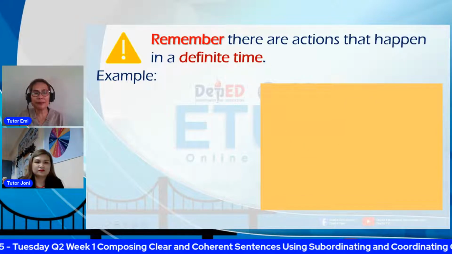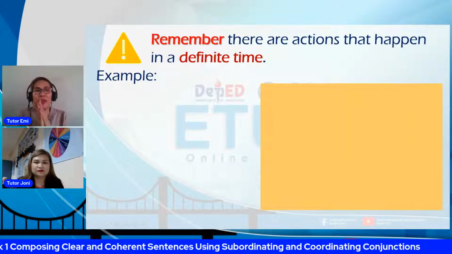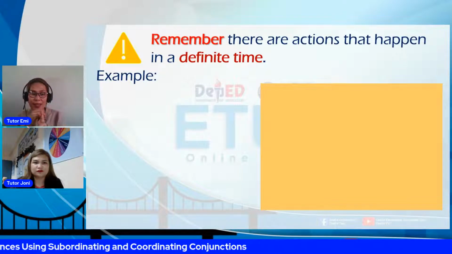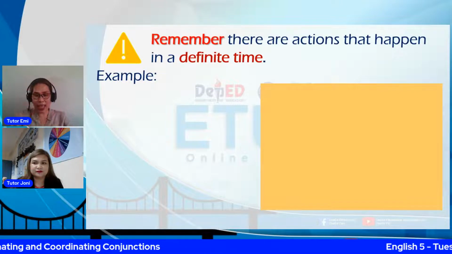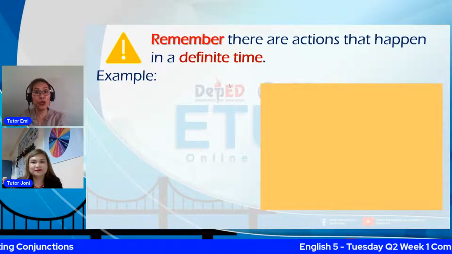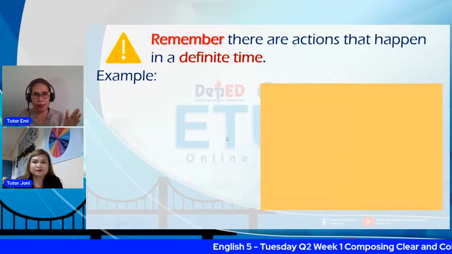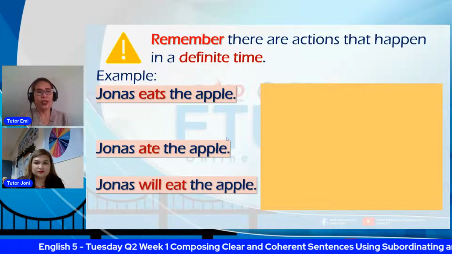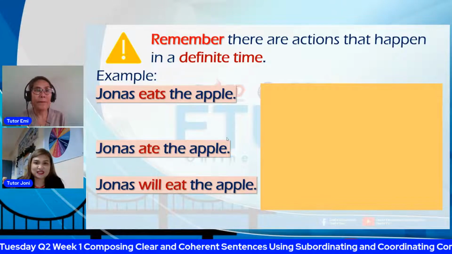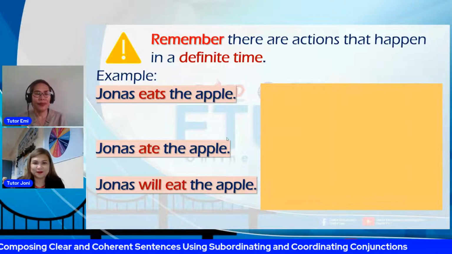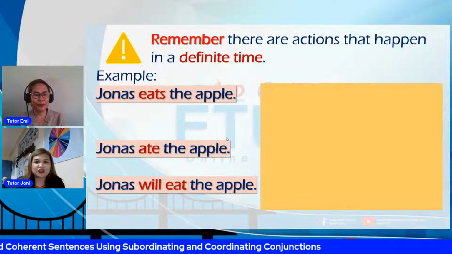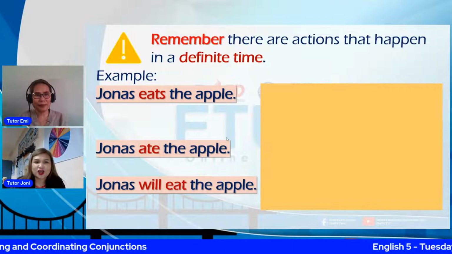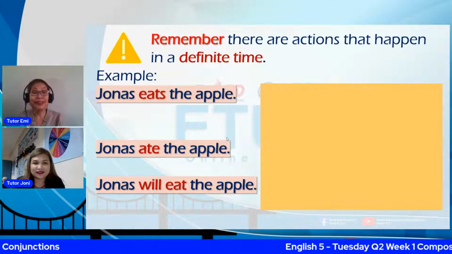Now remember, there are actions that happen at a definite time, right? Those are the past, the present, and the future. So let's have examples here for you to be able to see it vividly. Okay, we have here, please read it. Jonas eats the apple. Second, Jonas ate the apple. And the third, Jonas will eat the apple.